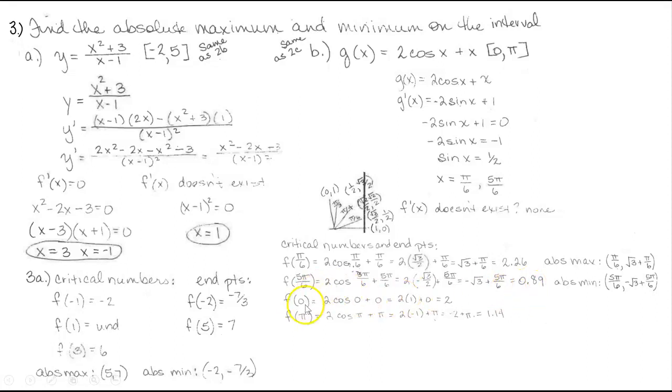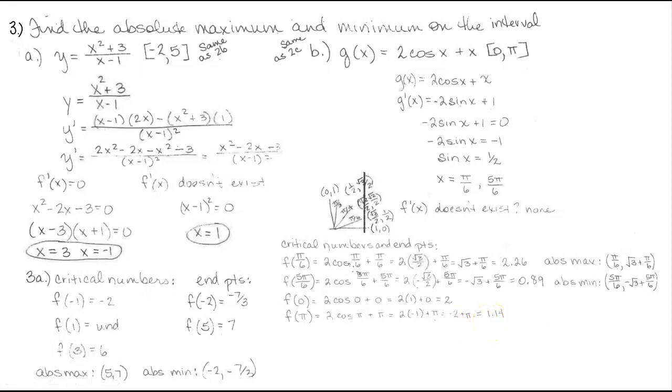All right, now let's check our endpoints. So we're going to plug in 0. So 2 cosine 0 plus 0. Cosine at 0 is 1, so that'd be 2 times 1. So 2 plus 0 gave us 2. And then if we plug in pi, 2 cosine pi plus pi, the cosine at pi is -1. So that'd be 2 times -1 plus pi. So -2 plus 3.14 gives us 1.14.